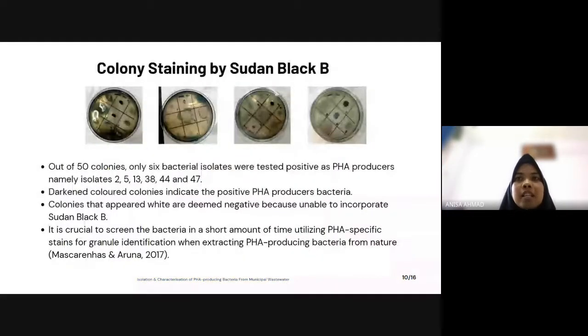For the colony staining by Sudan Black B, out of 50 colonies, only 6 bacterial isolates tested positive as PHA producers, namely isolates 2, 5, 13, 38, 44, and 47. The darkened color of colonies indicates positive PHA-producing bacteria, while the colonies that appear white are deemed negative because they are unable to incorporate the Sudan Black B stain. It is crucial to screen the bacteria in a short amount of time utilizing PHA-specific stains for granule identification when extracting PHA-producing bacteria from nature.